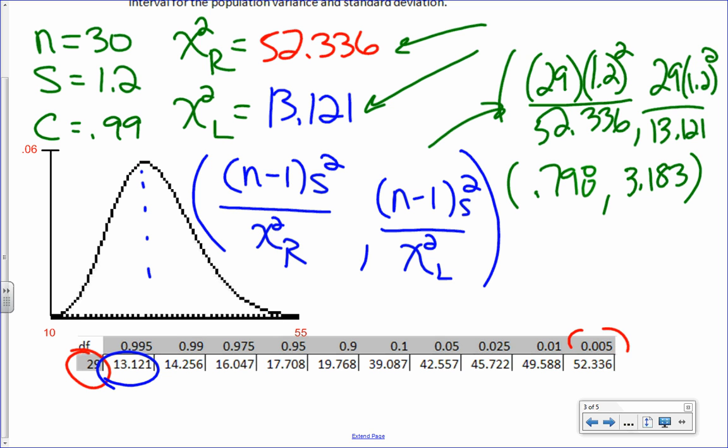Okay. So now, what do I do to these numbers to get the standard deviation confidence interval? Square root them. Now this number is less than 1, so actually the square root of that is going to make it bigger. That's kind of strange, right, for a square root to get bigger. 0.89, and this one will actually get smaller, and 1.78. So do we actually know the population standard deviation? No. But how sure are we that it's between 0.89 and 1.78? We're 99% sure.